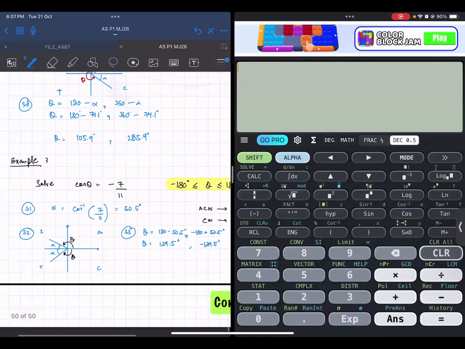And how can I confirm? Look, how much is 7 upon 11? 0.636363. Okay. So cos of 129.5 is, look, 0.636. Very, very close. And if it is negative 129, again you're getting a negative 0.636. So very, very close. So this means I've got the right answer.